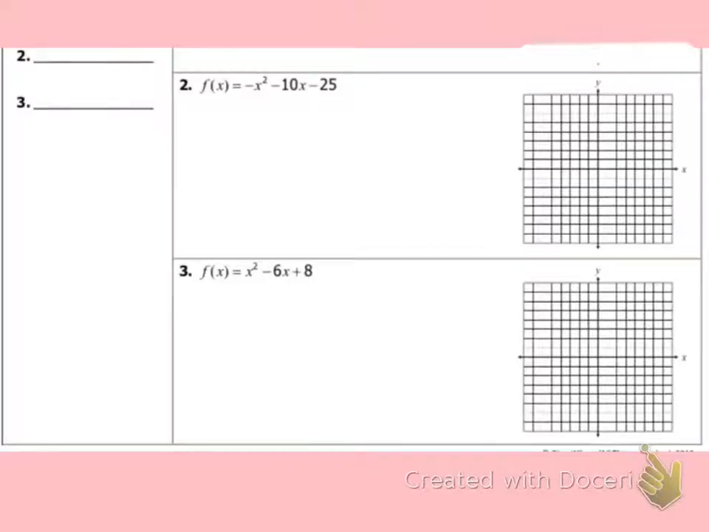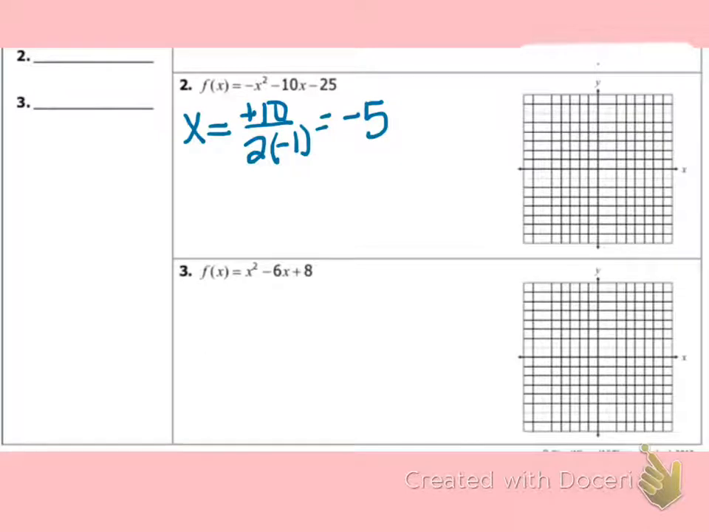Let's take a look at another one. So I always start with finding my axis of symmetry if it's in standard form. So that's going to be the opposite of b. So it's the opposite of negative 10, which is 10, over 2a, which is 2 times negative 1. So that's 10 divided by negative 2, which is negative 5.